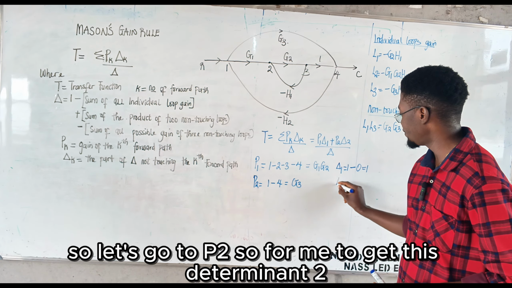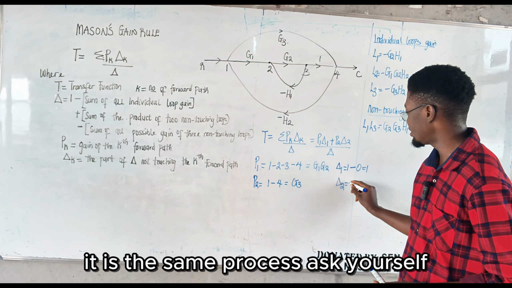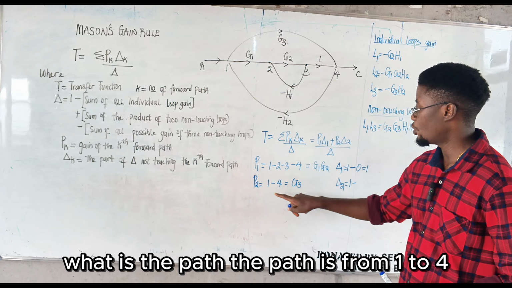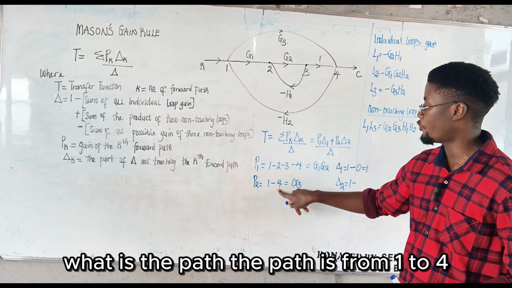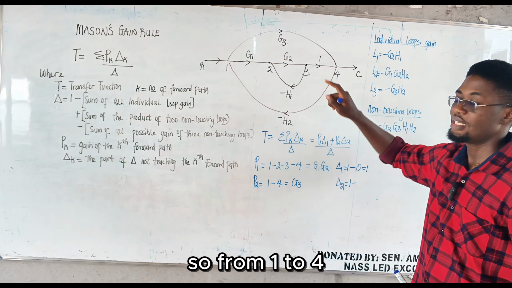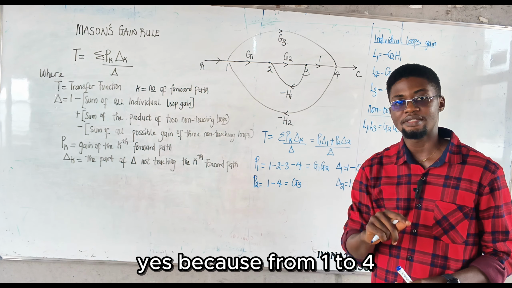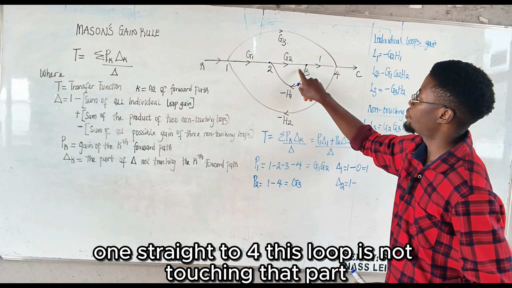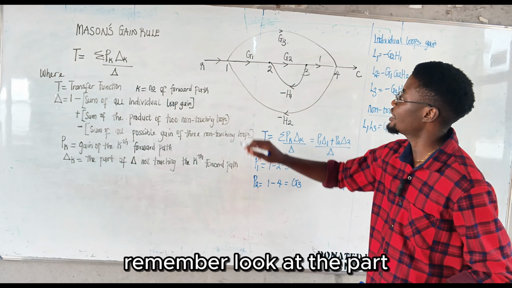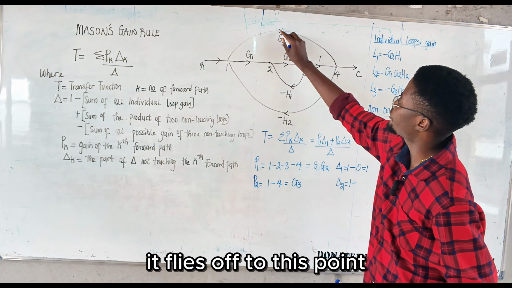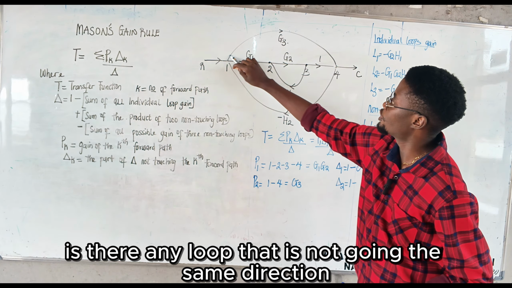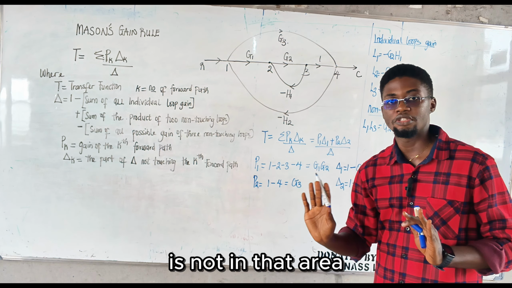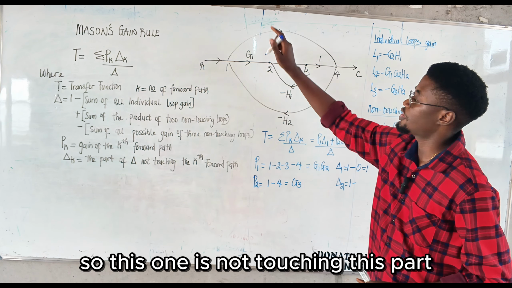For me to get this determinant 2, it is the same process. Ask yourself, is there any loop that is not touching this path? The path is from 1 to 4. So from 1 to 4, is there any loop that is not touching it? Yes, because from 1 straight to 4, this loop is not touching that path. Remember, look at the path. See where it's following. From here, it flies up to this point. Is there any loop that is not going the same direction? Yes, this one is not in that area, so this one is not touching this path.